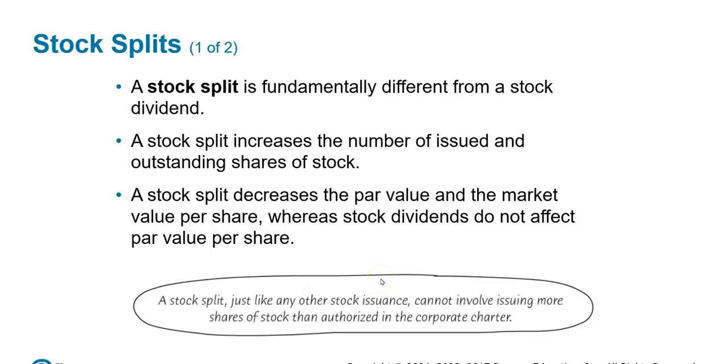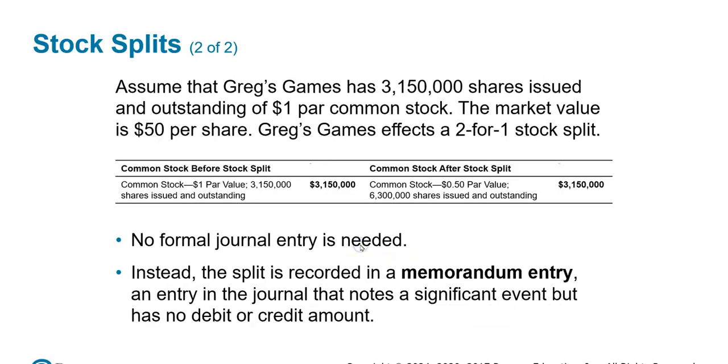A stock split is fundamentally different from a stock dividend. A stock split increases the number of issued and outstanding shares of stock. A stock split also decreases the par value and the market value per share, whereas stock dividends do not affect the par value per share. So assume that Greg's Games has 3,150,000 shares issued and outstanding of $1 par common stock. The market value is $50 per share. Greg's Games effects a 2-for-1 stock split.